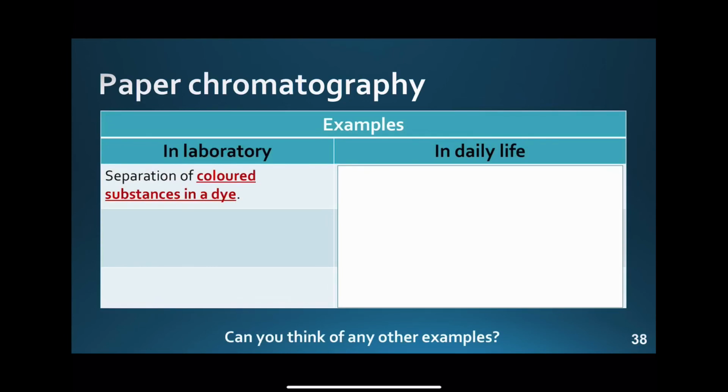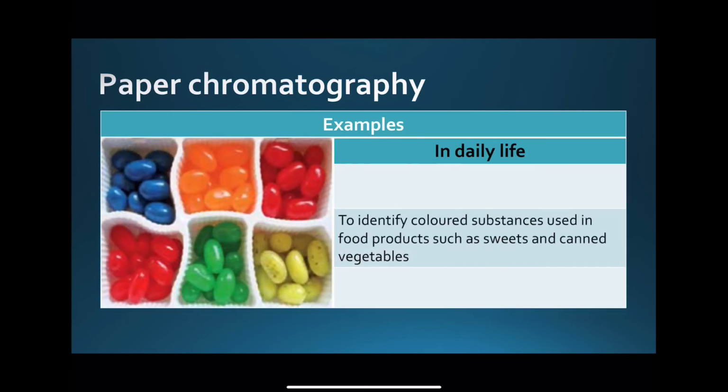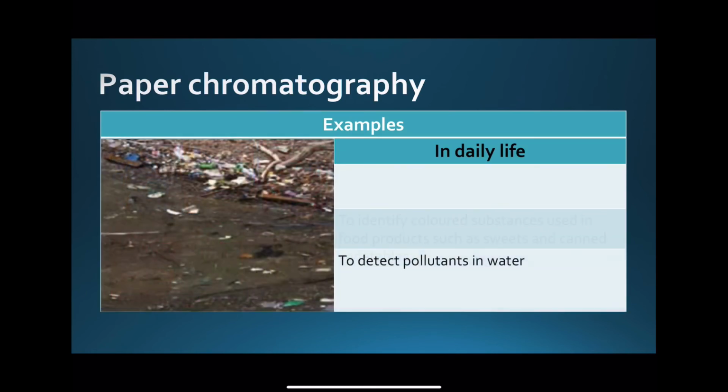Now what are some of the purposes of paper chromatography? Number one, we use it to separate the colored substances in the dye when we're in the lab. Number two, likewise, we can use this to identify the colors that are found inside a particular dye. We can also use it to identify colored substances which are used in food products such as sweets or canned vegetables. We can also use it to detect pollutants in water. Now, this technique is a bit more interesting, so I would suggest that you read up online or read your textbook to find out how paper chromatography can be used to detect pollutants in water.